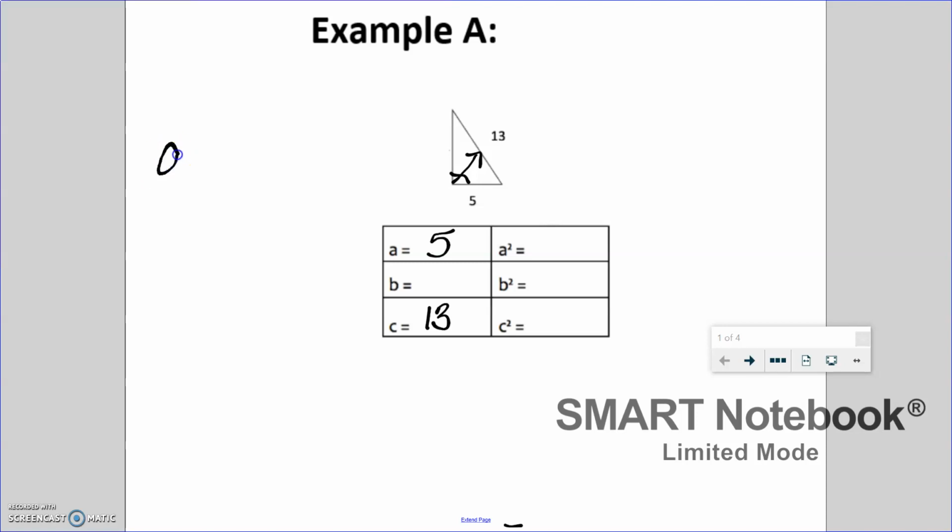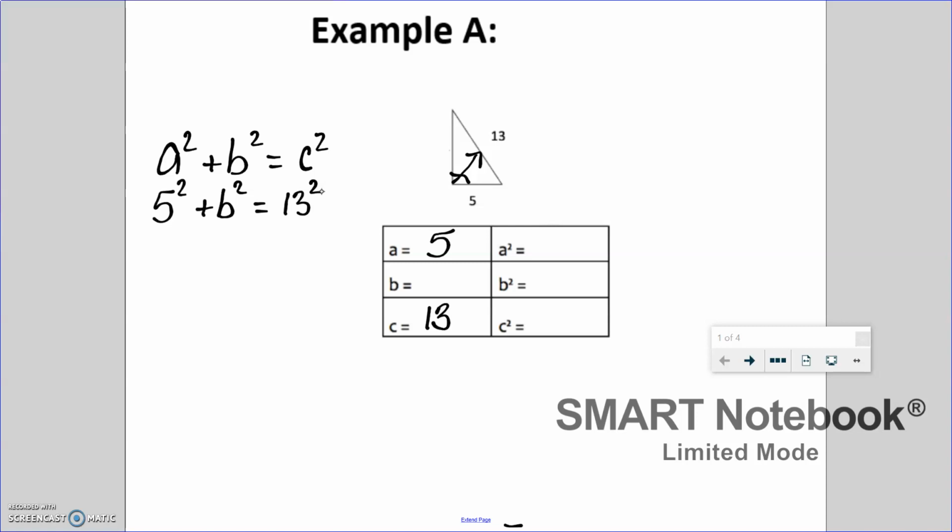So the first thing I'm going to do, I'm going to start with my formula. A squared plus B squared is equal to C squared. Now that I already know what my values are, I am going to go ahead and substitute those numbers in. So I have 5 squared plus B squared is equal to 13 squared.